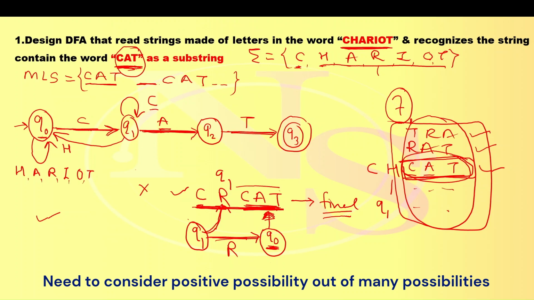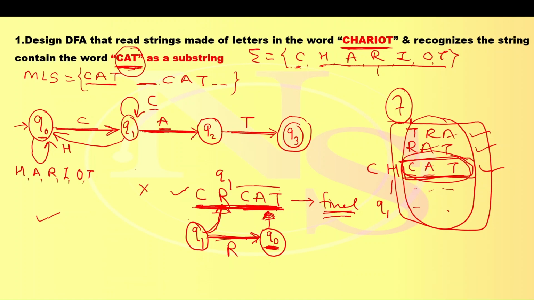Q1 is trying to find a transition for symbol R. This transition will go to some other state. From that state there is a path for CAT, and this path will go to the final state. Why? Because CRCAT is a valid string. Hence the transition from Q1 for symbol R will go to some other state which has a path for CAT going to final. So which is this state? Already we discussed this. That's Q0. From Q0 there is a path for CAT. Hence the transition from Q1 will go to Q0 for symbol R.